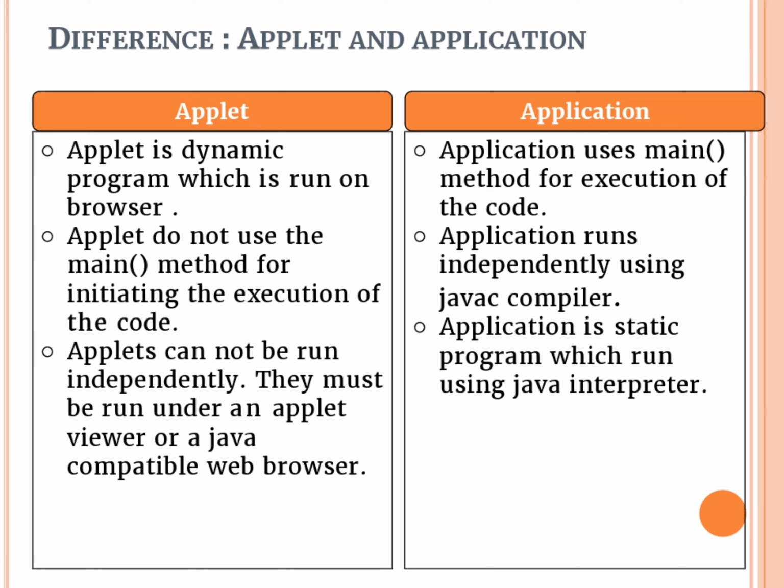The next point: applets do not use the main method for initiating the execution of the code, whereas applications use the main method for execution of the code. You will be able to see this difference when you are writing the applet code. Applets do not use a main method. Next, applets cannot be run independently. They must be run under the applet viewer. You learned this point in the previous slides. So an applet needs an applet viewer to run, but application programs run directly using the Java compiler.